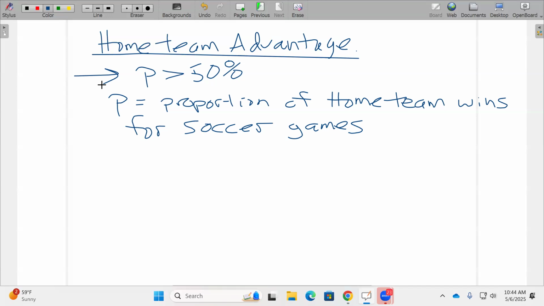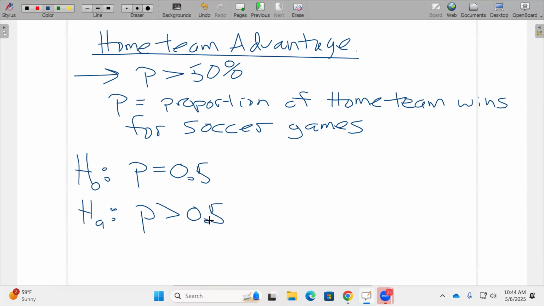And the typical null is just going to be equals. So we're going to say if there isn't a home team advantage, then the proportion of home team wins shouldn't matter. It should be 50%, 0.5. So that would be my null hypothesis, H0. And my alternative hypothesis is that some people believe the home team has an advantage, which means the proportion should be bigger than 50%. Typical significance level is 5%.